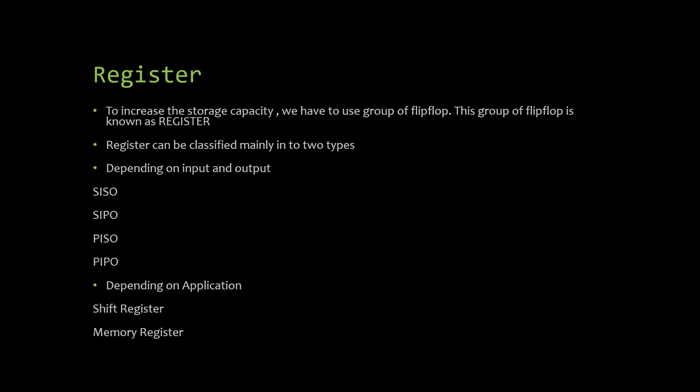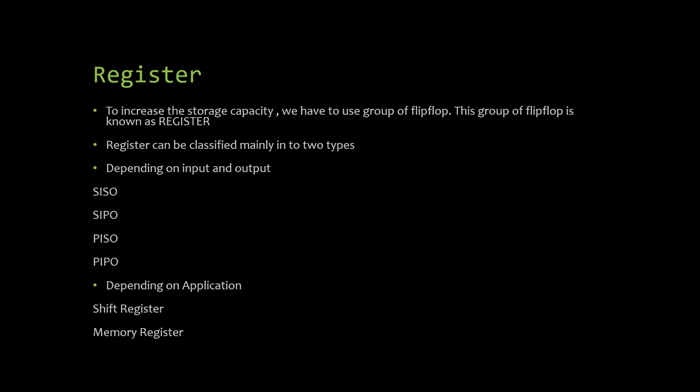And finally, we can have a look at registers. So a register is an example of a sequential logic circuit. To increase the storage capacity, we have to use a group of flip-flops. This group of flip-flops is known as a register. Okay. So to increase the capacity, a group of flip-flops is needed. That group is called a register.